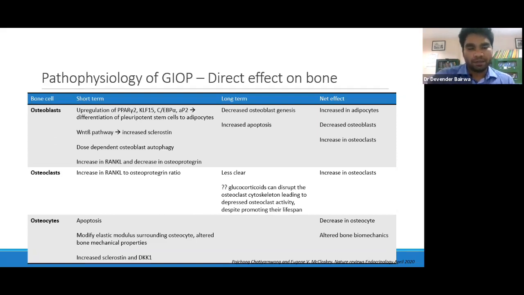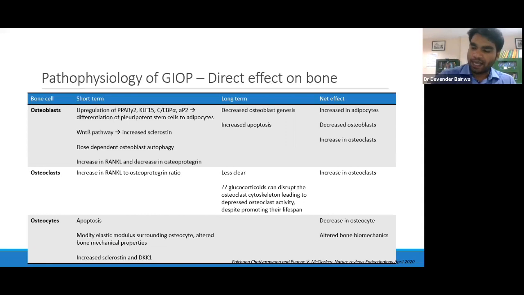And long term, although osteoclast effect is less clear, we don't know. In case of osteoclast, glucocorticoid can disrupt the osteoclast cytoskeleton, leading to depressed osteoclast activity despite promoting their lifespan. But as we can see, there is so much effect on osteoclast in the short term that overall there is increase in osteoclast activity.